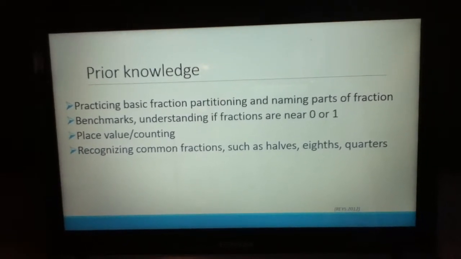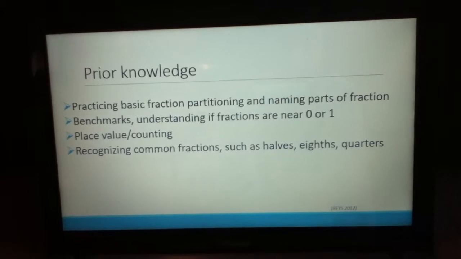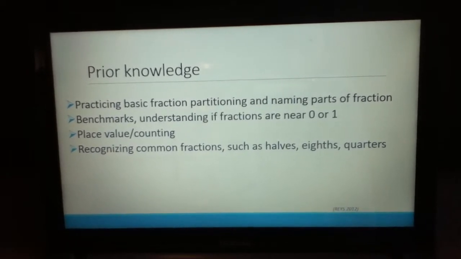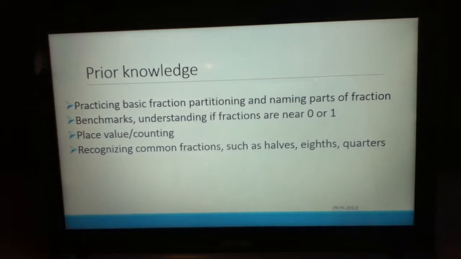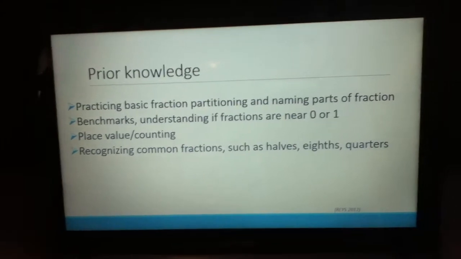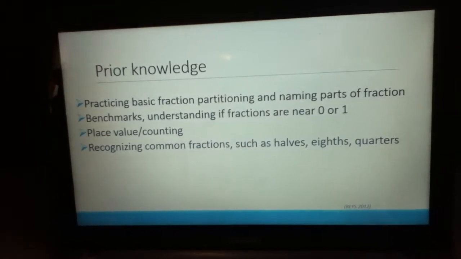The prior knowledge when learning about fractions is practicing basic fraction partitioning and naming the parts of a fraction. Benchmarks such as understanding if fractions are near 0 or 1, as well as place value and counting, and recognizing the common fractions, for example, halves, eighths, quarters, or even thirds.